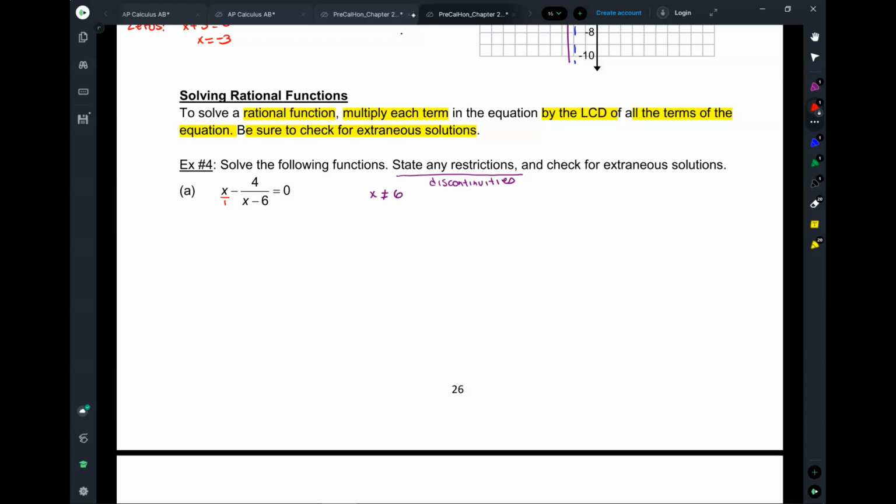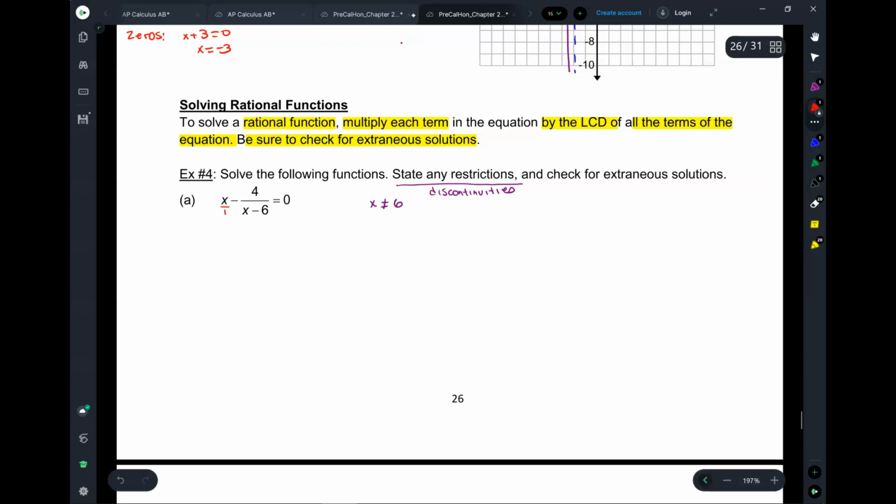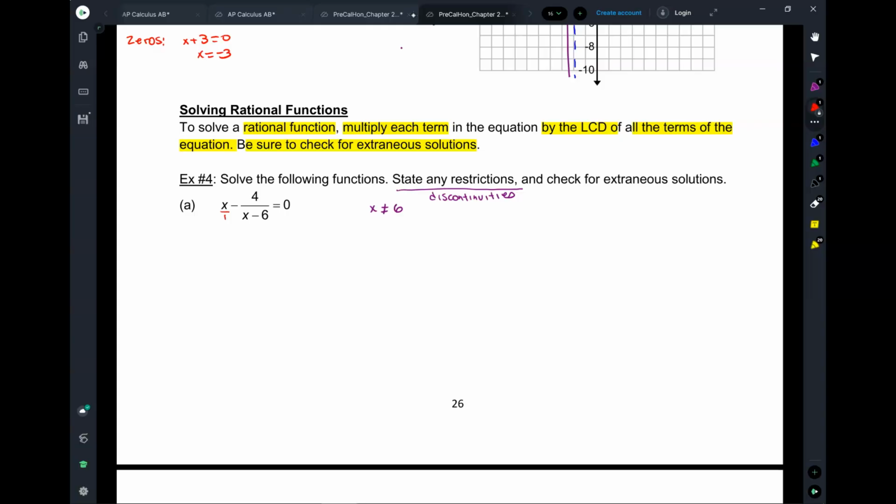Okay, so what we're going to do here: I have x over 1 and then 4 over x minus 6. The common denominator between 1 and x minus 6, the LCD, is x minus 6. So I multiply every single term by x minus 6. You got to be inclusive here, right? No discriminating. All right, so what we get first is x times x minus 6 minus 4, because the x minus 6's cancel, equal to 0. x squared minus 6x minus 4 is equal to 0.